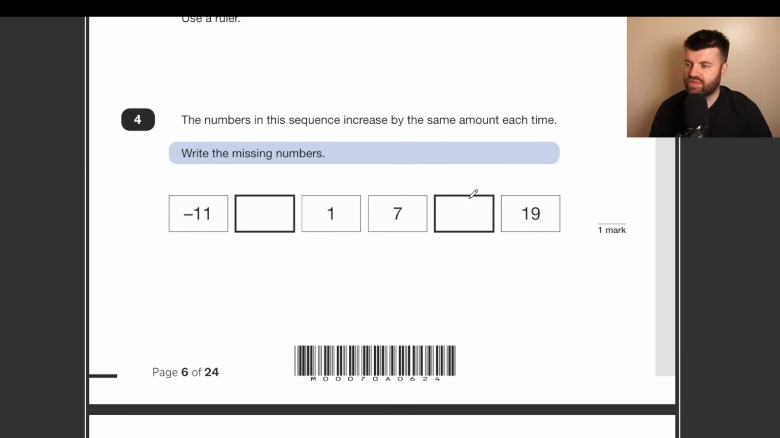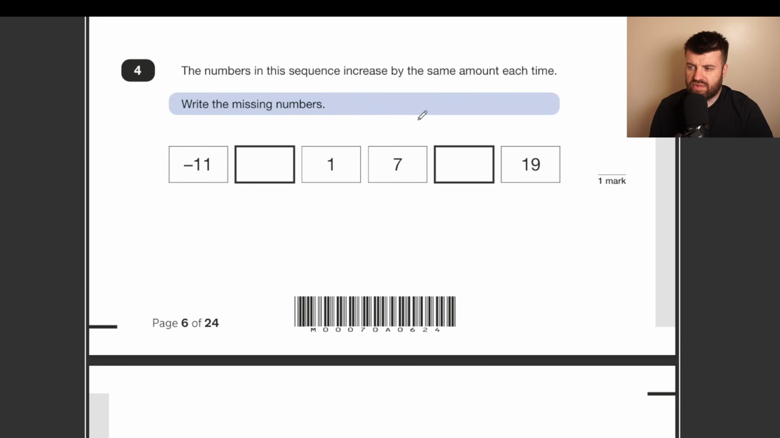exactly. Question 4. The numbers in this sequence increase by the same amount each time. Write the missing numbers. So as soon as we see a sequence where the numbers are increasing by the same amount, this is called a linear sequence. And what we need to do is try and find 2 numbers next to each other. So we do have that here in the middle, luckily for us.